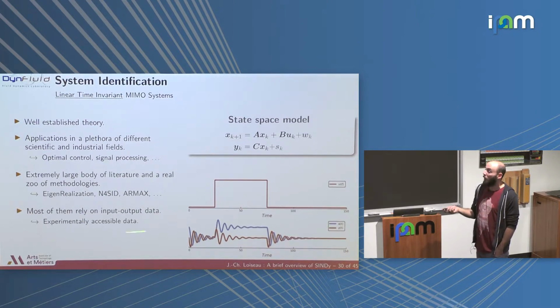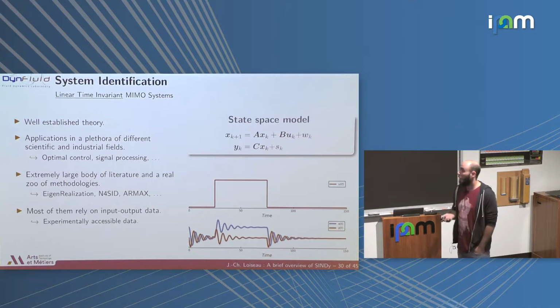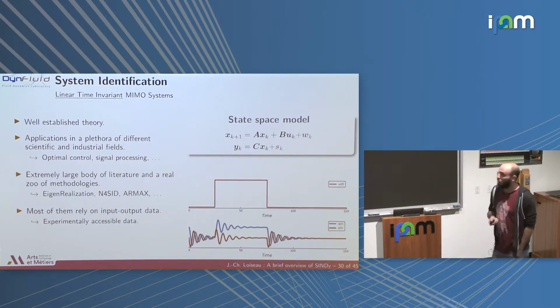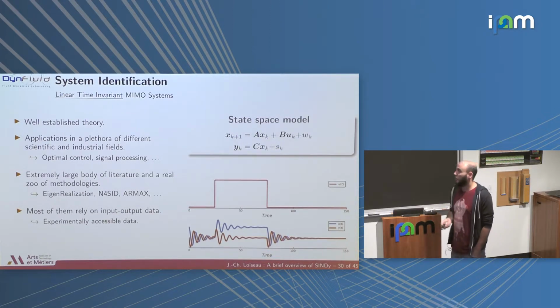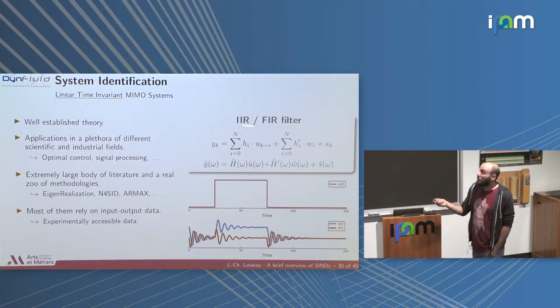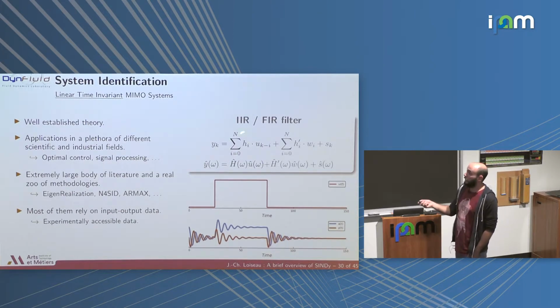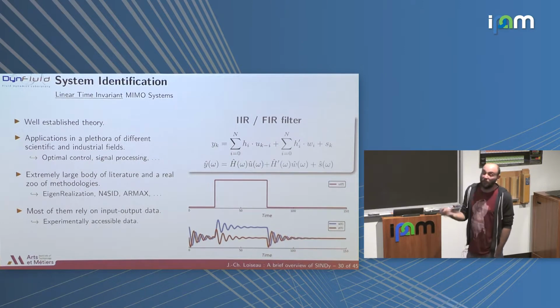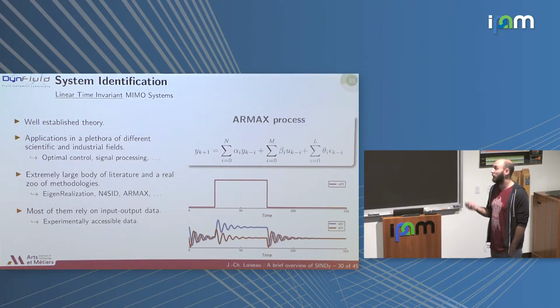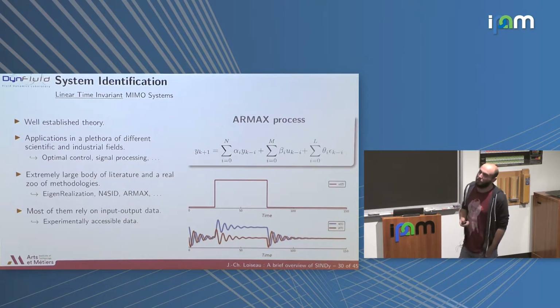And most of them rely on input-output data, so that's basically experimentally accessible data. So for a linear time invariant system, you don't need to observe the whole system. You really need to observe just a few measurements, and you can reconstruct the whole thing. Either as a state space model, so maybe you only measure U and Y, and you want to reconstruct A, B, and C to get your state space model. The nice thing with LTI systems is you can use finite impulse response or infinite impulse response. That's basically the convolution kernel that translates into a transfer function, or the ARMAX process is another way to do it. So there's a lot of stuff we can do.